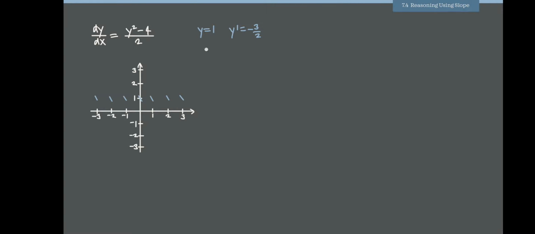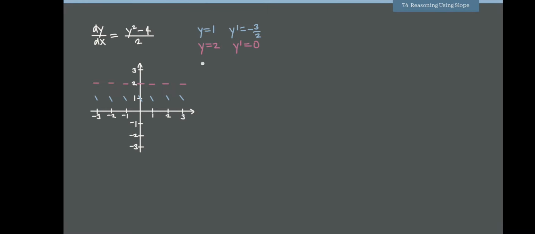And then if we were to look at, for instance, y equals 2, at y equals 2, we get 2 squared is 4, 4 minus 4 is 0, 0 divided by 2 is 0, so we get y prime equals 0, and we could sketch in our slopes. The value of x, again, will not affect the slope, so we can just sketch a slope of 0 at each value of x along the line y equals 2.